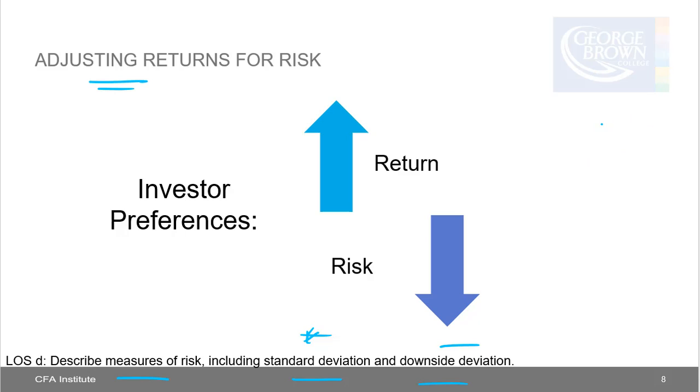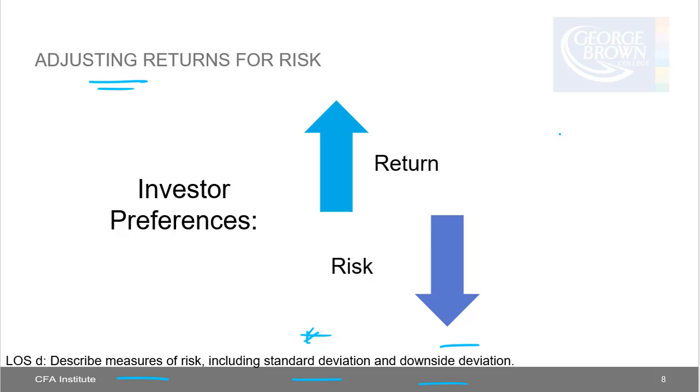The previous learning outcome statement was calculating holding period returns and time-weighted returns, okay? But now we want to adjust those returns for risk to analyze them, because investors want to get as much return as possible for as little risk as possible. So if two investments have a holding period return of 10%, but the first investment has very little risk, whereas the second one is very risky, the first investment will be better than the second one on a risk-adjusted basis.